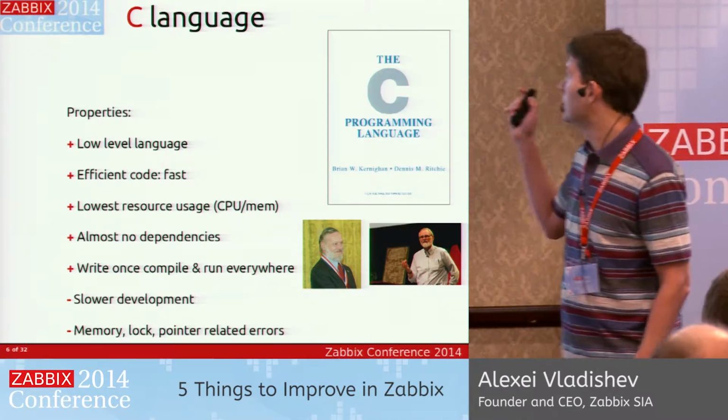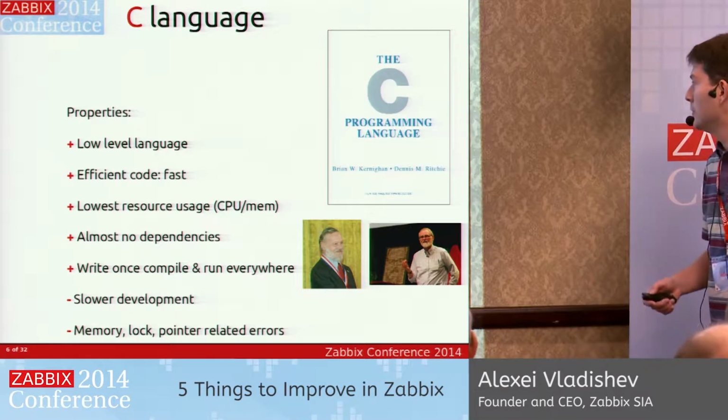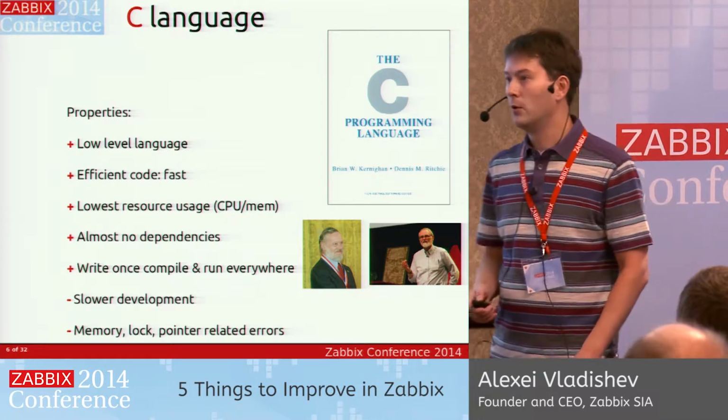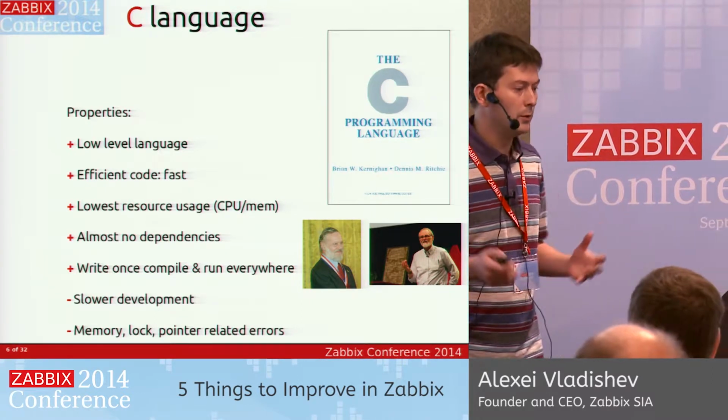If you look at Kernighan and Ritchie, the authors of the C language, the language is very, very old, and it's really reliable. It's a really reliable technology.